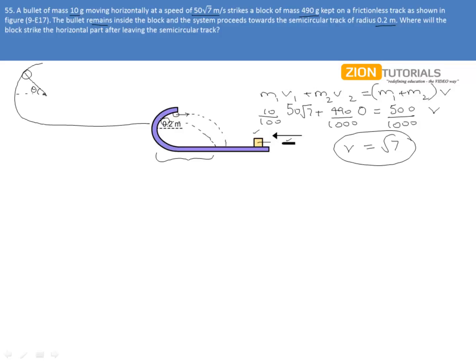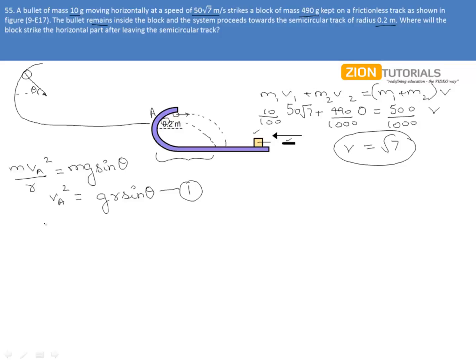Now it will proceed to this semicircular path, and we assume that it reaches this part, or let me mark this position as A. Now at this position A, there will be a centrifugal force of mVa square by r, which will be equal to, because this is theta, mg sine theta, which gives us the value of Va to be root of gr sine theta. Let us mark it as equation number 1.